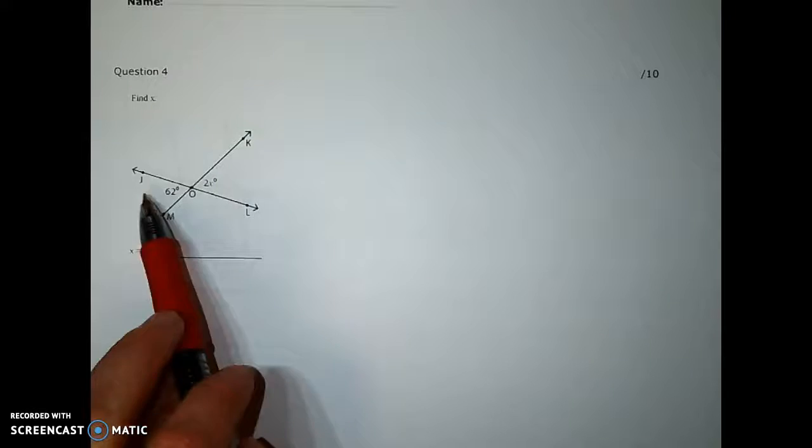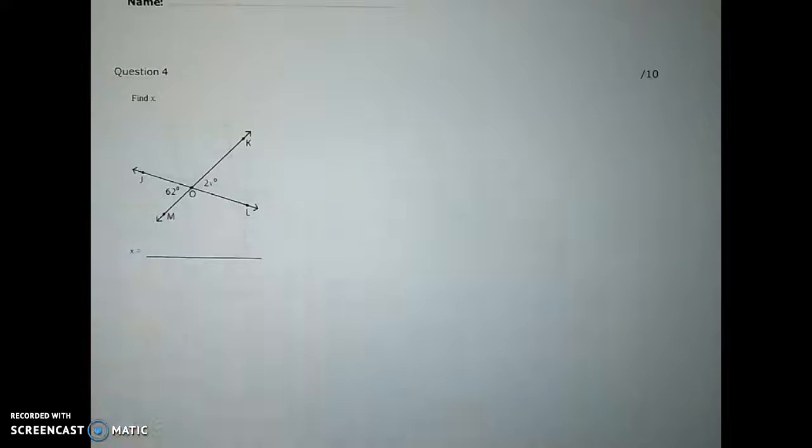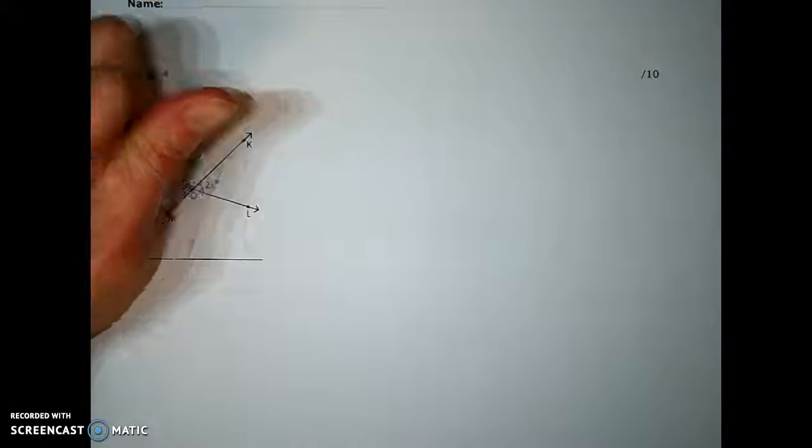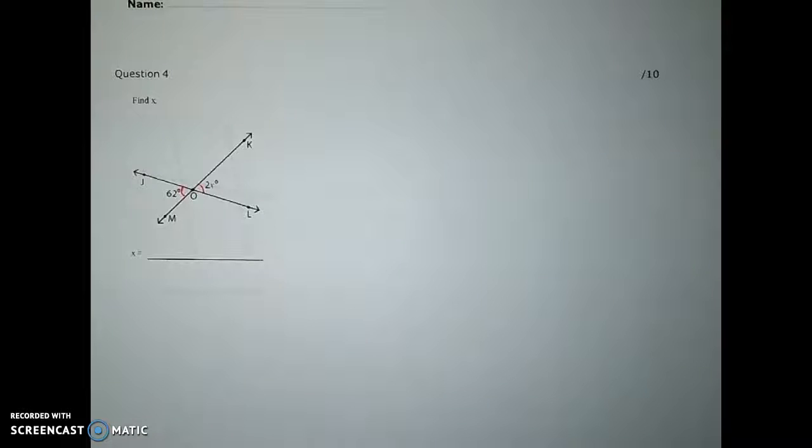Now the next question that we have is a different type of angle measures. Anytime we have two angles that are across from each other, created by two lines that are intersecting, we call those angles vertical angles. And we know that vertical angles are always going to be congruent. Now if they're congruent, that means we can set the measures equal to each other.